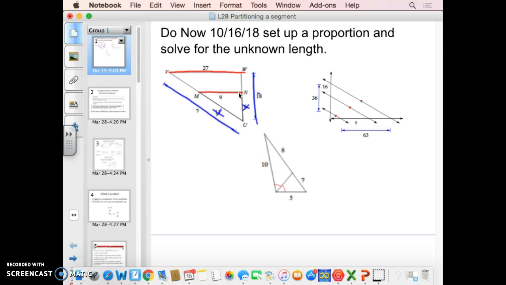All right, so I'm going to set up a proportion. I'm going to do 9 over 27 equals 11 over x. This is what I'm looking for. And when you cross multiply, you should get x equals 33.